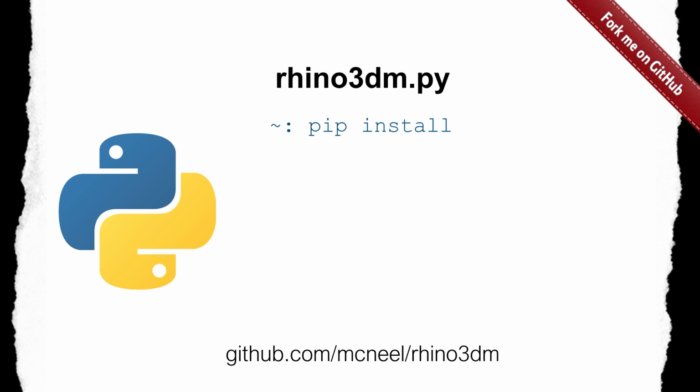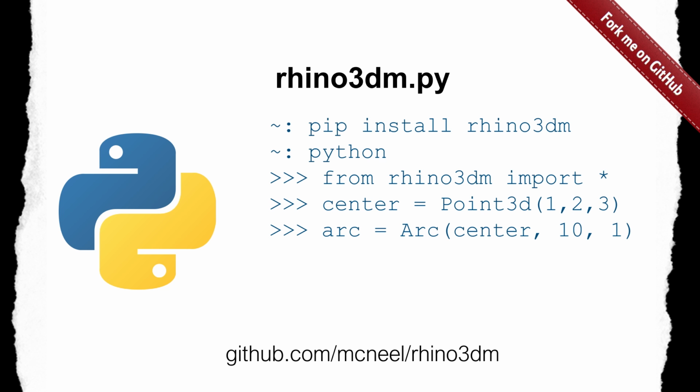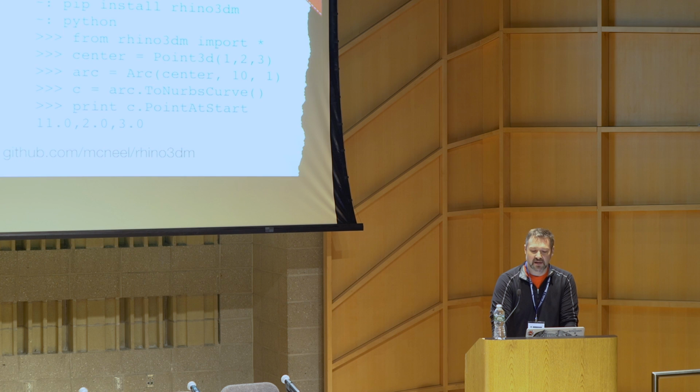In Python, you can just pip install Rhino 3DM and start creating geometry. I want to mention on the Python side, this is running in CPython. So for those of you that want to do analysis using something like NumPy or SciPy, other CPython libraries, this is your thing. You can get at the geometry, you can get at all the data, and do whatever analysis you need to do. I'll let you use your imagination.